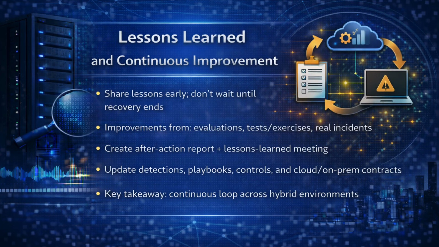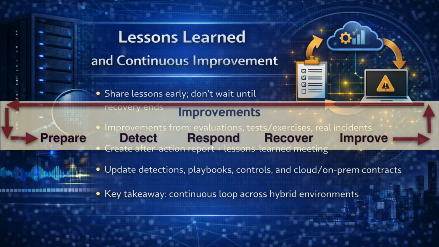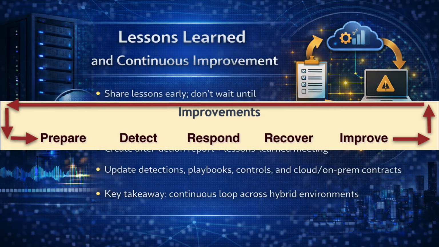In hybrid environments, improvement actions often include tightening identity controls, improving log coverage, refining cloud/on-prem playbooks, and updating contracts so responsibilities are crystal clear. If you remember one theme from today, let it be this. Incident management is a continuous loop. Prepare, detect, respond, recover, improve across both on-prem and cloud.